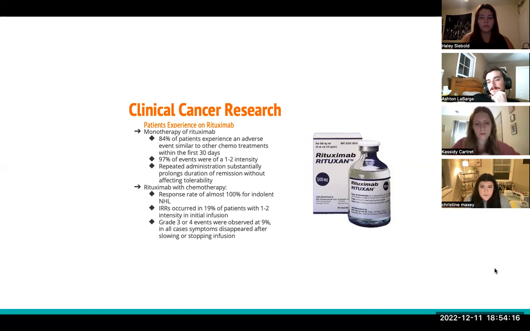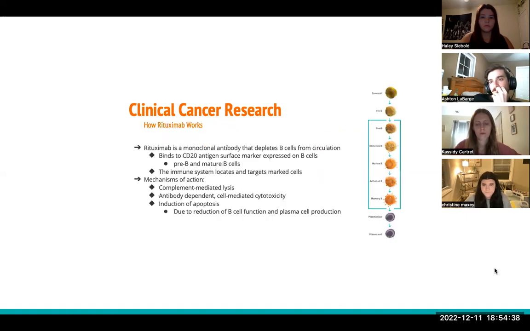With rituximab combined with chemotherapy, the response rate is almost 100% for indolent lymphomas. Infusion-related reactions occurred in 19% of patients with a 1 to 2 intensity in the initial infusion. Grade 3 or 4 events were observed at 9%, but all symptoms disappeared after the infusion was slowed down or stopped.